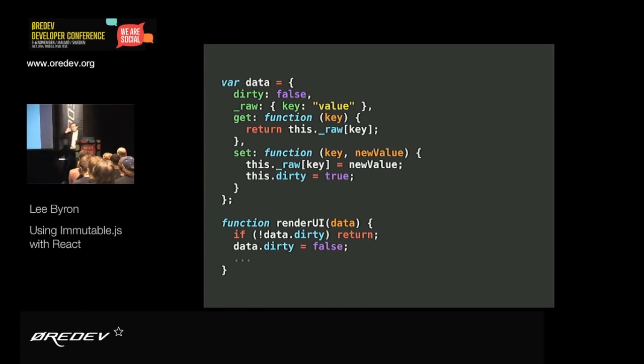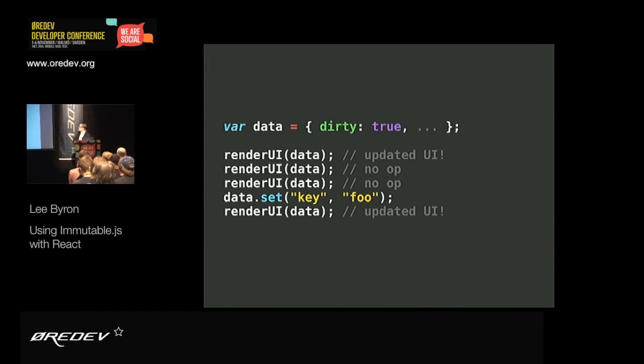And if it has not been set, then I know that nothing has happened, and I can just skip whatever I'm about to do. Otherwise, I'm going to make sure that I say, I've been here. I'm going to mark this as no longer dirty. Then I'm going to go render my UI. And this is pretty cool. I can update my UI. I can call it a bunch of times, and they all become no-ops. I can call set. I can render my UI, and I get my updated UI again. So problem solved, right? We can all go home.